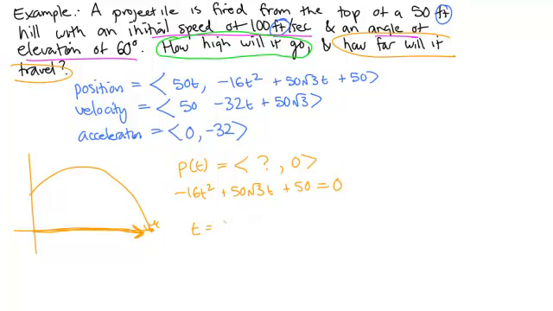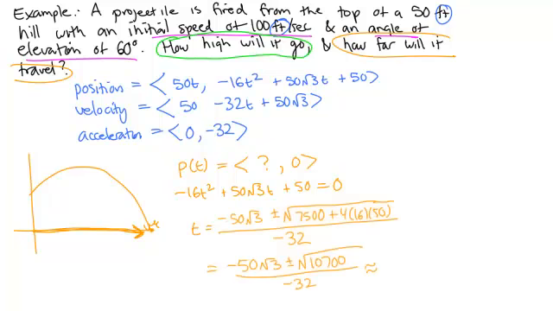We would get t is equal to a nasty mess that simplifies to about negative a half and 5.9 seconds. Now, the negative a half happens before the launch, so 5.9 seconds is the one we want. So 5.9 seconds is how long it takes to crash into the ground.